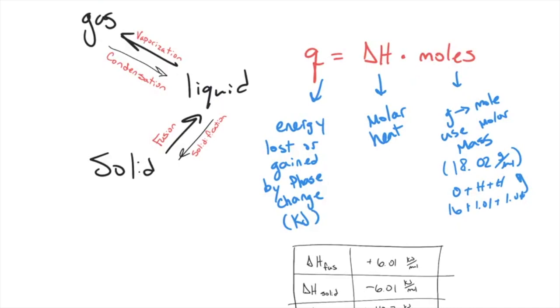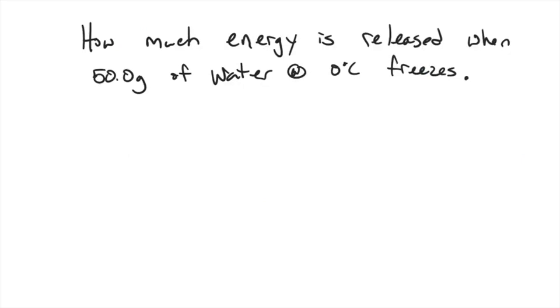So let's zoom out here and finally get to the formula and apply it to a problem. The formula, once again, is delta H times moles, and you're just going to use one of these delta H values, plug it in here, and multiply by the number of moles. Here's a practice problem. We've got 50 grams of water at 0 degrees and it freezes. And so I'm going to set up Q equals delta H times moles. Since I'm freezing, I use this molar heat that is for solidification, which is negative 6.01 kilojoules per mole.